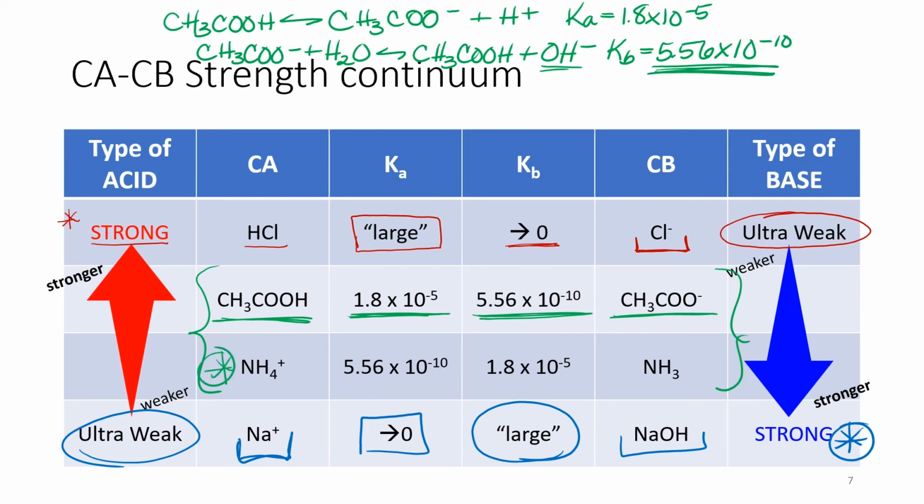Conversely, same situation. If your conjugate acid is NH4 plus, that means your conjugate base is NH3. NH3 making this conjugate acid is favored. Its Kb value is bigger than its Ka value.